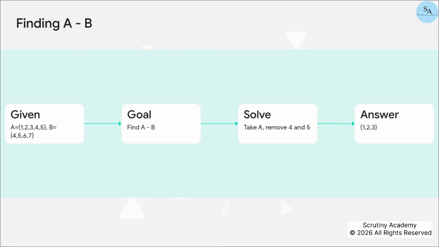Now, we check set B. Are there any intruders from B hiding inside A? Yes, the 4 and the 5. So we systematically erase the 4 and 5 from set A. What is left completely untouched? Just 1, 2, and 3. So our final answer is the set 1, 2, 3.